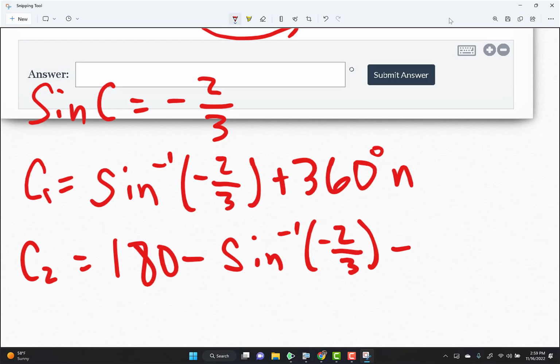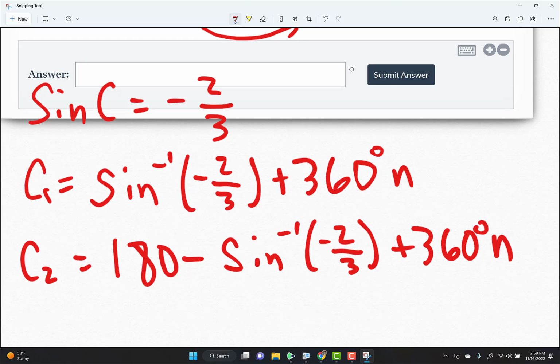You could also do it with reference angles if you want to do that route. If you want to go with reference angles, just take the negative out and then just check where you are at. Like check what quadrant you're at. The only quadrants that are going to give you a negative answer are 3 and 4. So you can do it that route.